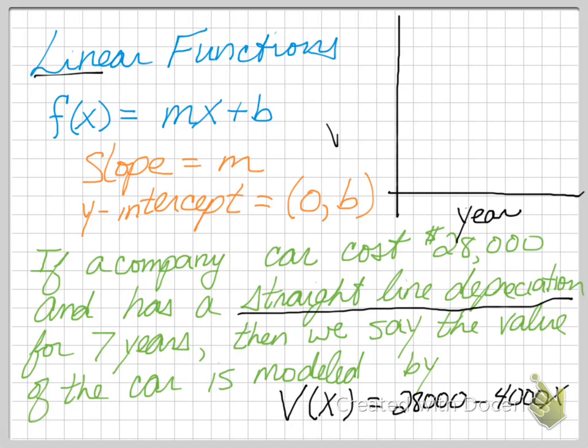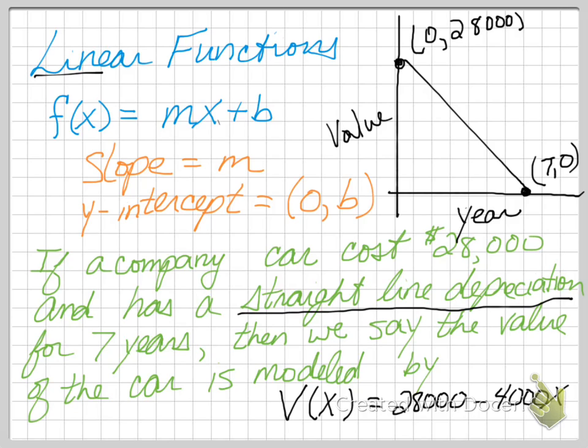If we were to draw a graph, our input is the year, and our output is the value of the car. We have the y-intercept at the point (0, 28,000) and an x-intercept at the point (7, 0). Draw a straight line between our points, and there's the value of the car each year. If we wanted to find the value after 2 years, it is 8,000 less than 28,000, so that'd be 20,000.